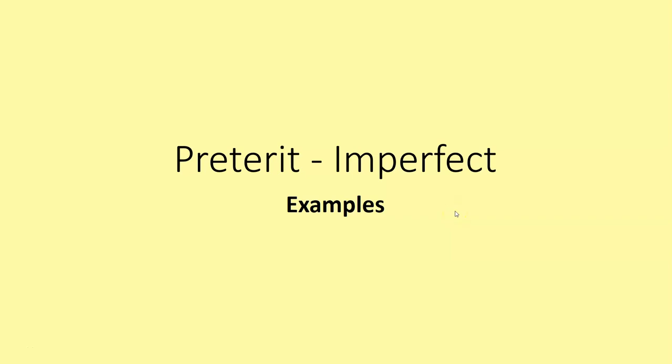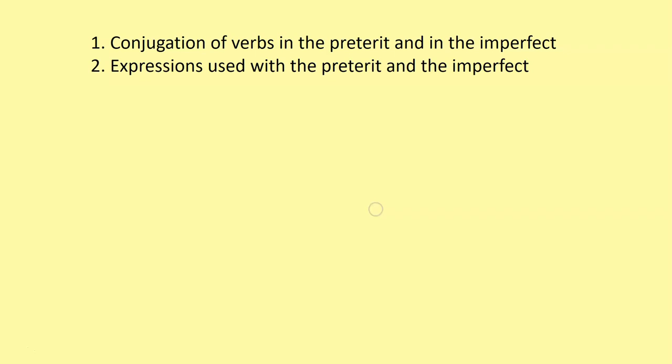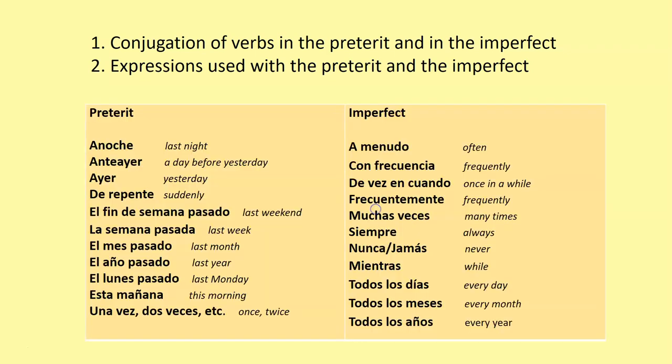The preterite and the imperfect. Examples. In order to understand well how to use the preterite and the imperfect, it's important for you to know the conjugation of the verbs in these two tenses. It's also important to know the expressions that are used with each of them.